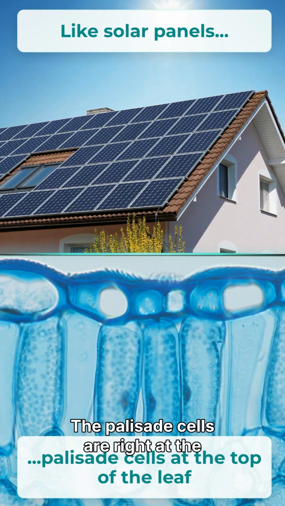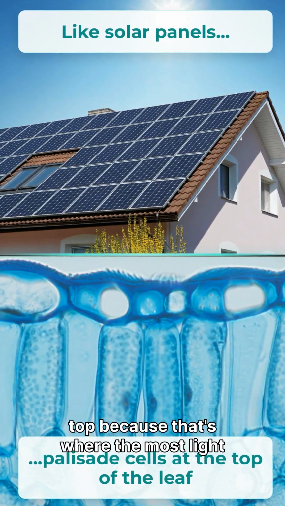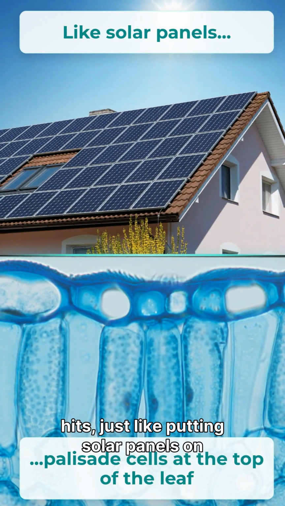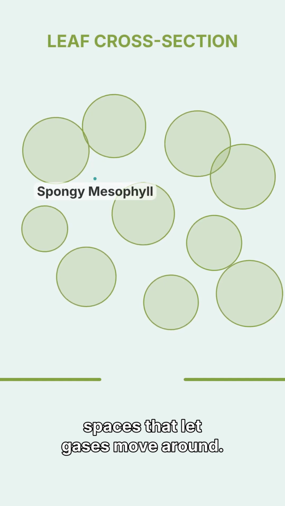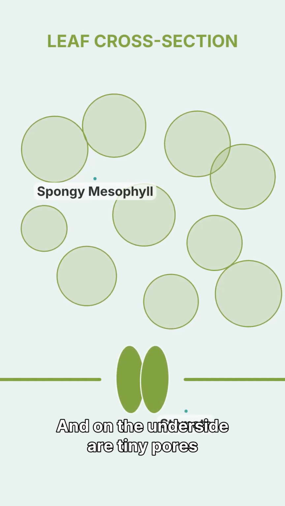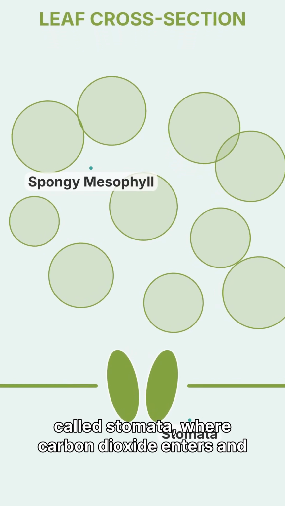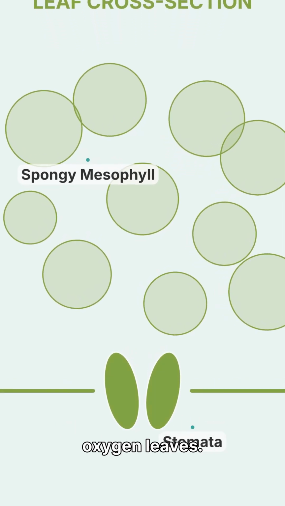The palisade cells are right at the top because that's where the most light hits, just like putting solar panels on the sunniest side of a roof. Underneath are the spongy cells, with air spaces that let gases move around. And on the underside are tiny pores called stomata, where carbon dioxide enters and oxygen leaves.